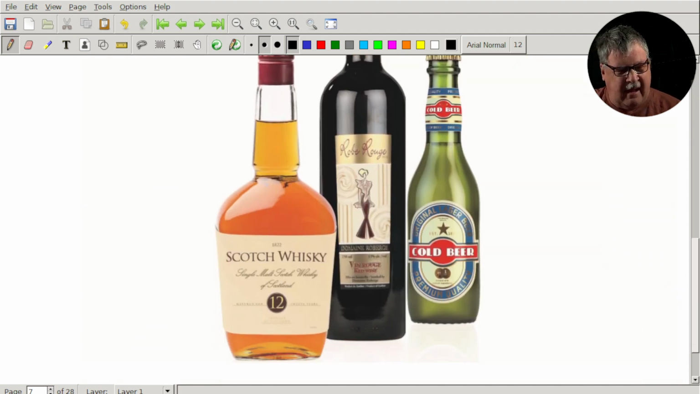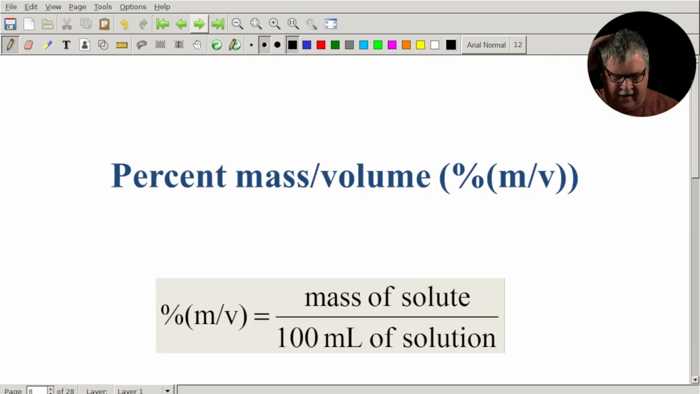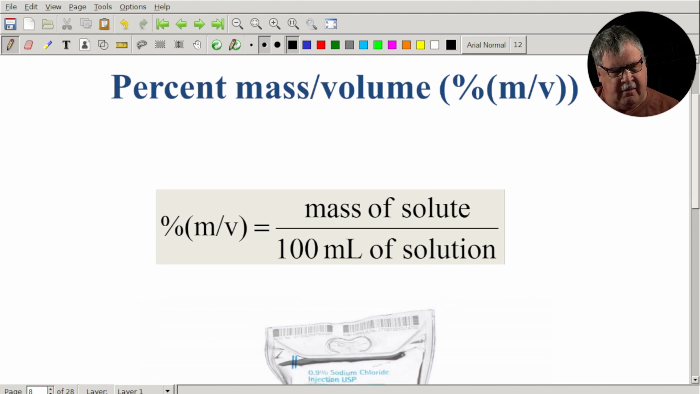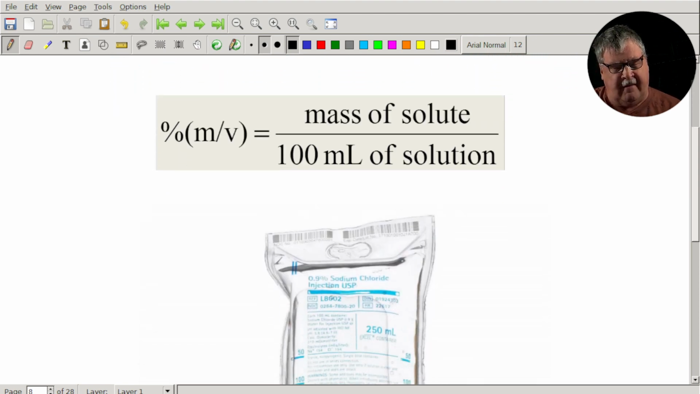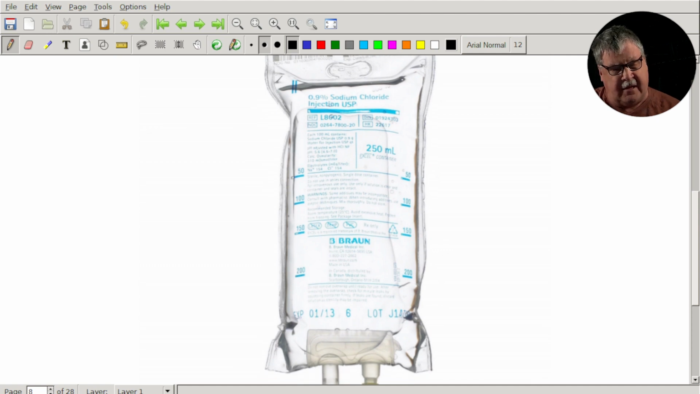All right, so of course we have our graphics showing the different things. Okay, another concentration unit that you've seen before very likely is percent mass volume. This is a really strange one, but it has a very direct application. Basically it's a way of gauging how much of a solute can be dispensed in a certain volume of solution. And it's used extensively in the medical profession.